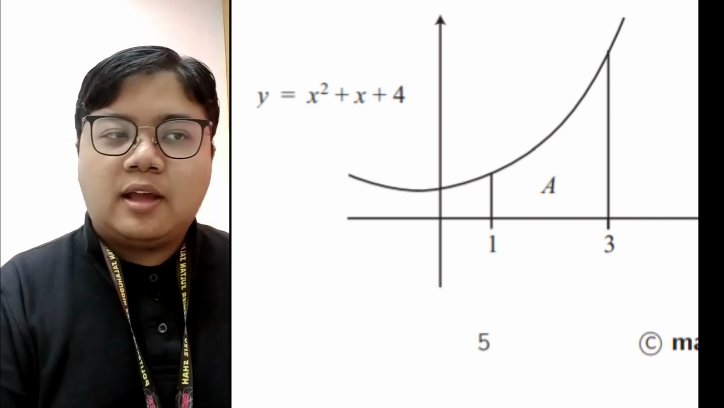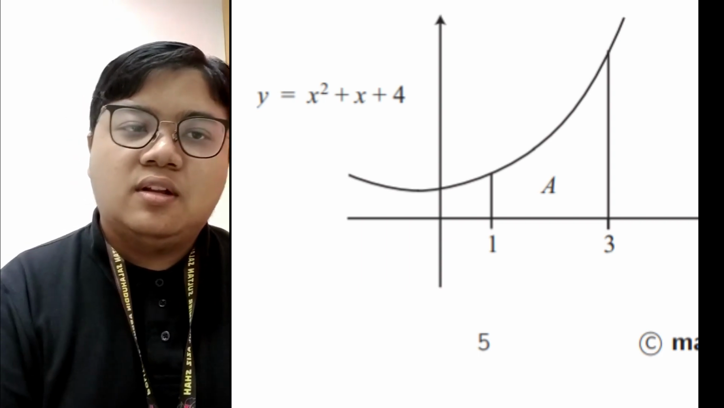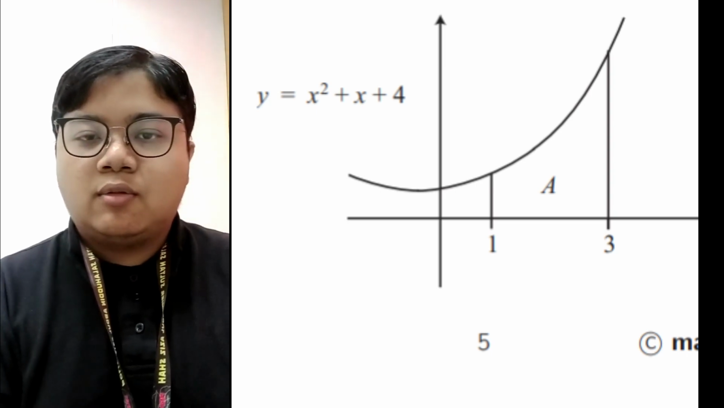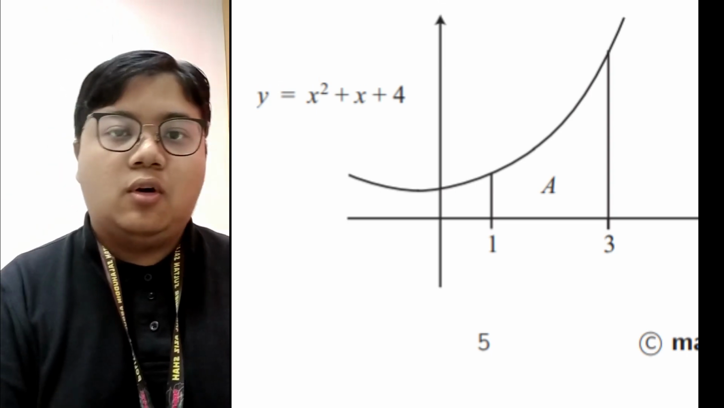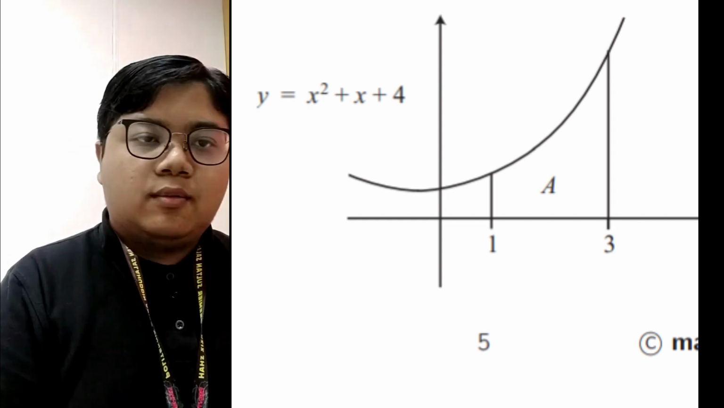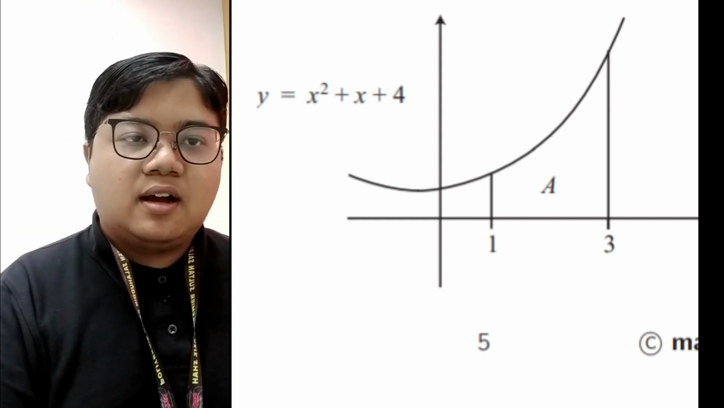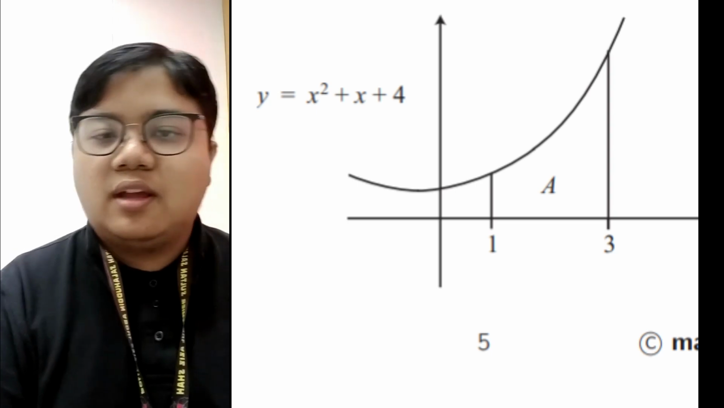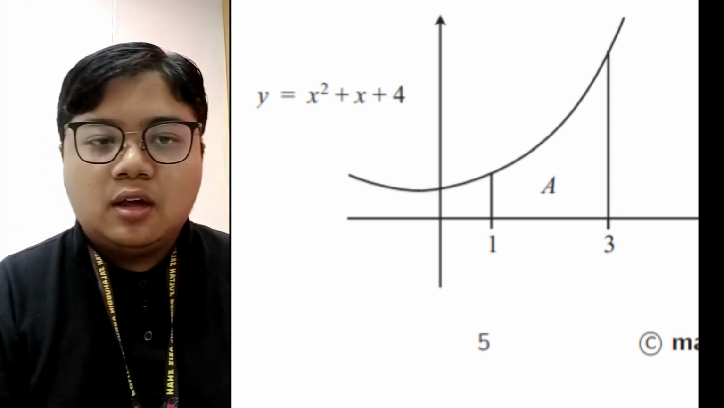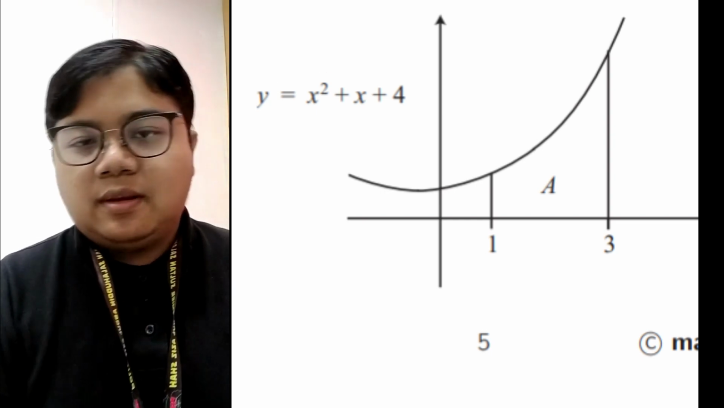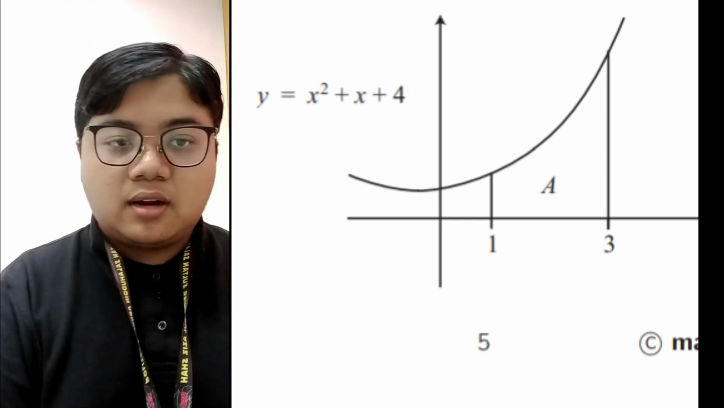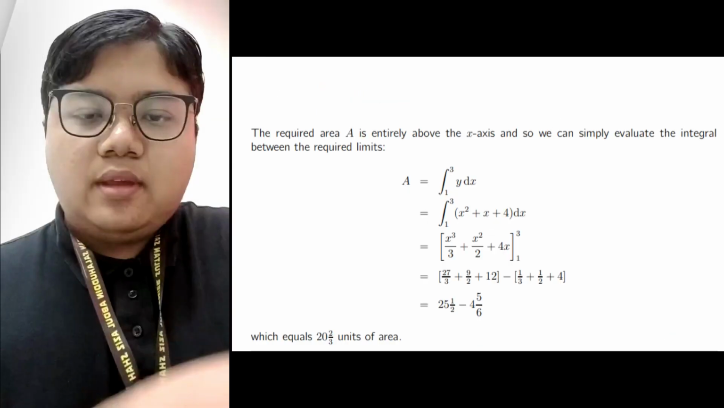Today I'm going to do some questions about how to find area using integration. So as you can see in this question, we use the equation y equals x squared plus x plus 4, and the upper limit is 3 and the lower limit is 1. So we use the formula: integrate from lower limit 1 to upper limit 3 of y dx.